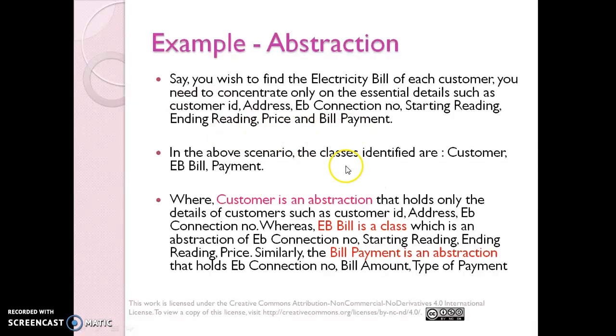So in the above scenario, the classes that are identified are customer, EB bill and payment, where customer is an abstraction that holds only the details of customers such as customer ID, address, EB connection number, whereas EB bill is a class which is an abstraction of EB connection number, starting reading, ending reading and price. Similarly, the bill payment is an abstraction that holds EB connection number, bill payment and type of payment.